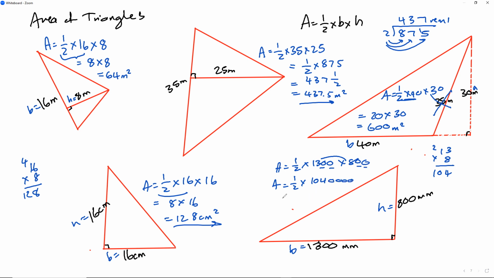Now we want to half it. A half of 10 is 5. A half of 4 is 2. And then 1, 2, 3, 4 zeros still there. All right. So that comes to 520,000 millimeters squared. And we now found the area of that triangle. Formula: half times base times height used throughout.